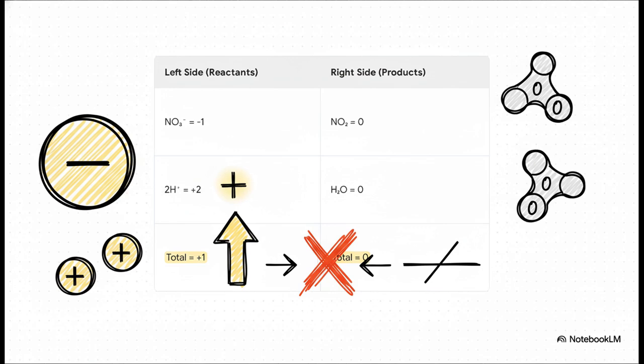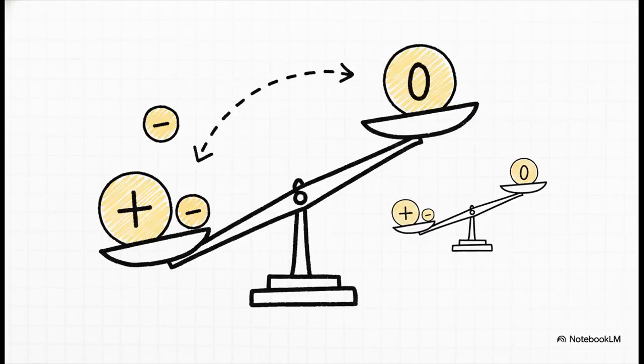Now for the right side. Nitrogen dioxide and water are both neutral molecules, so their charge is 0. The total on the right is 0. Okay, so we've got +1 on one side and 0 on the other. That's not balanced. So how do we fix it?